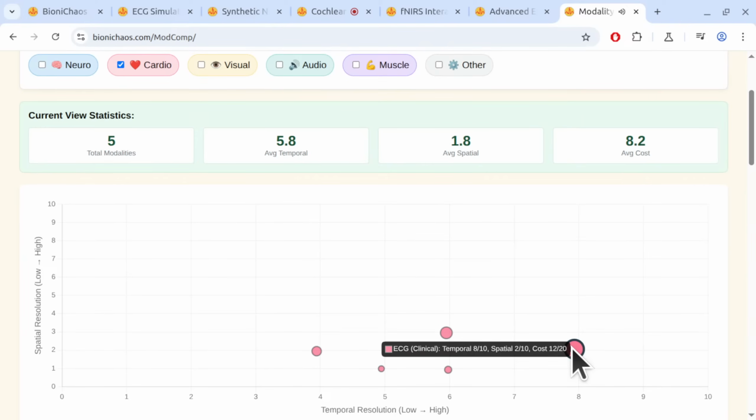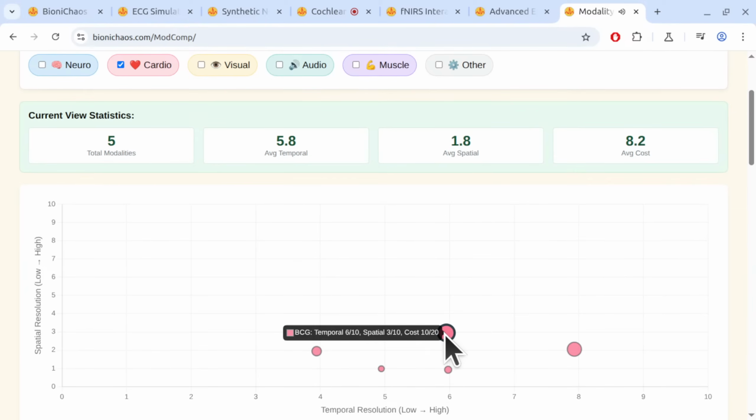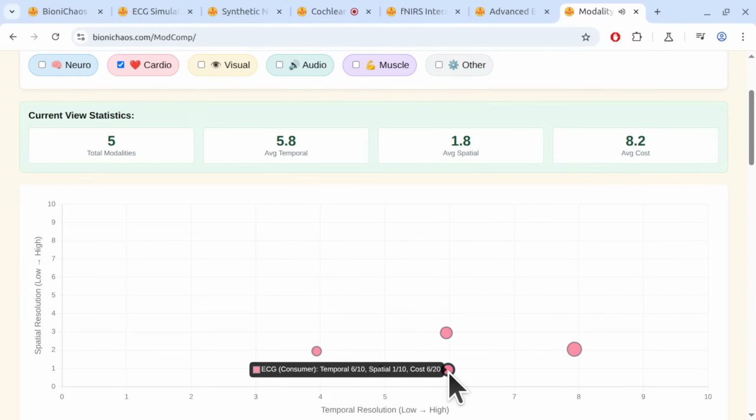And the consumer version, like in my watch. Yep. Consumer ECG, speed drops a bit to 6 temporal. Spatial is minimal at 1, but the cost is way down at 6 out of 20. Perfect for fitness tracking, just general monitoring.